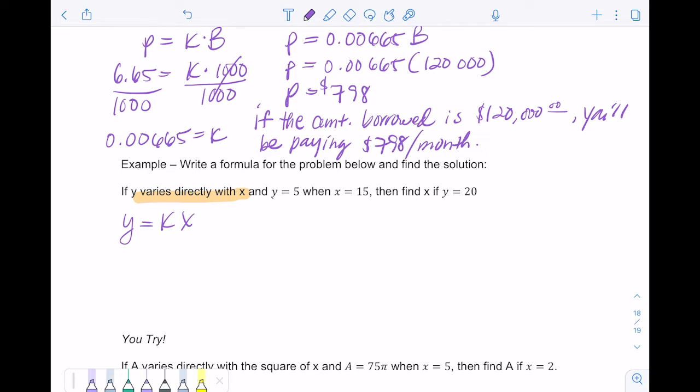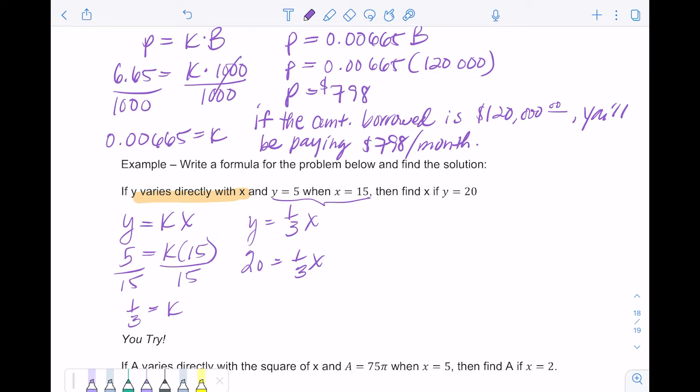First we're going to take this first part and plug it in. They told me y is 5 and x is 15. So I've got to solve for k first. 5/15 reduces to 1/3. So I know that's k, and I'm going to plug that now into my formula. Now it says find x if y equals 20. So I'm going to substitute 20 for y and solve for x. To solve for x, I can just multiply both sides by 3. 3 times 20 is 60, so x equals 60.